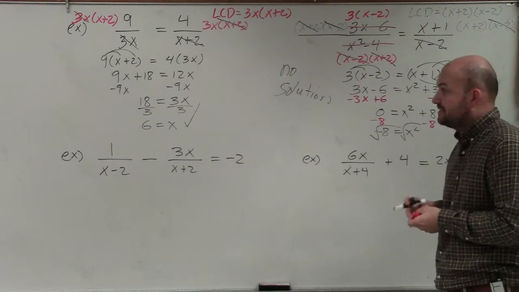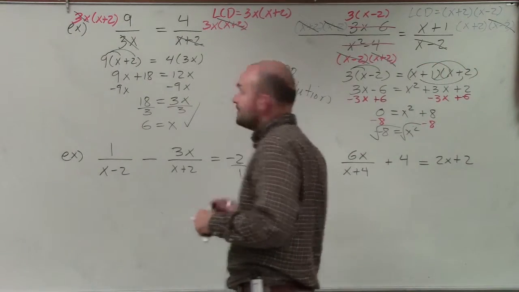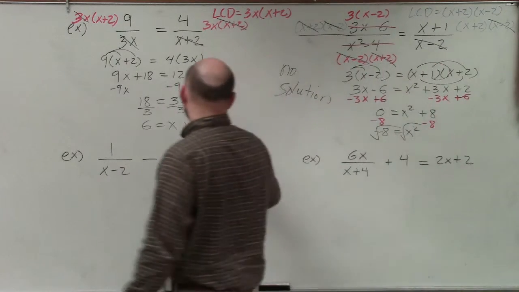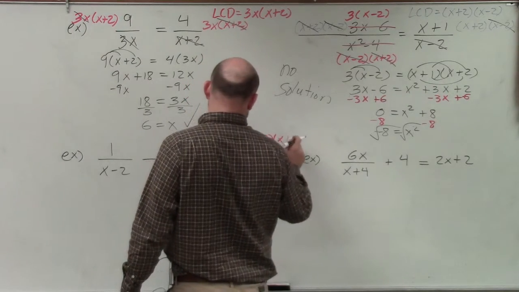Basically, again, we're going to find the LCD. In this one, you can see that for the LCD of all my denominators, I can rewrite my whole number as a denominator. I have x minus 2 times x plus 1. So my LCD in this case is going to be x minus 2 times x plus 2.